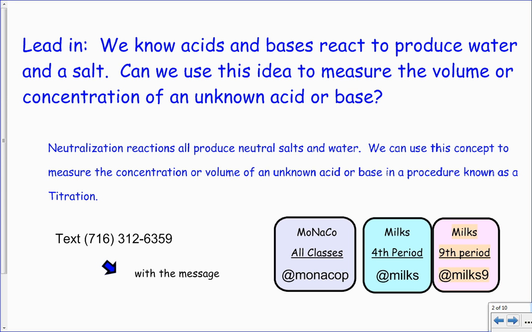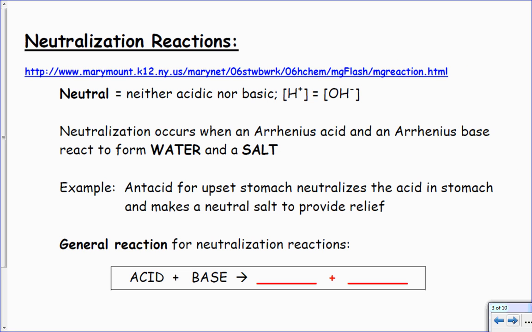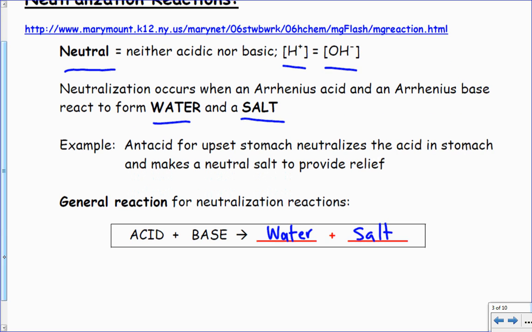When acids and bases react, we know that they produce a water and a salt. That is our neutralization reaction. So let's get right into it. The neutralization reaction: when I'm neutral, I have equal amounts of the ions. So what I end up forming is a water and a salt. So the general reaction, acid plus base, always goes to water and a salt, or I could say a salt and a water. The order is not important.